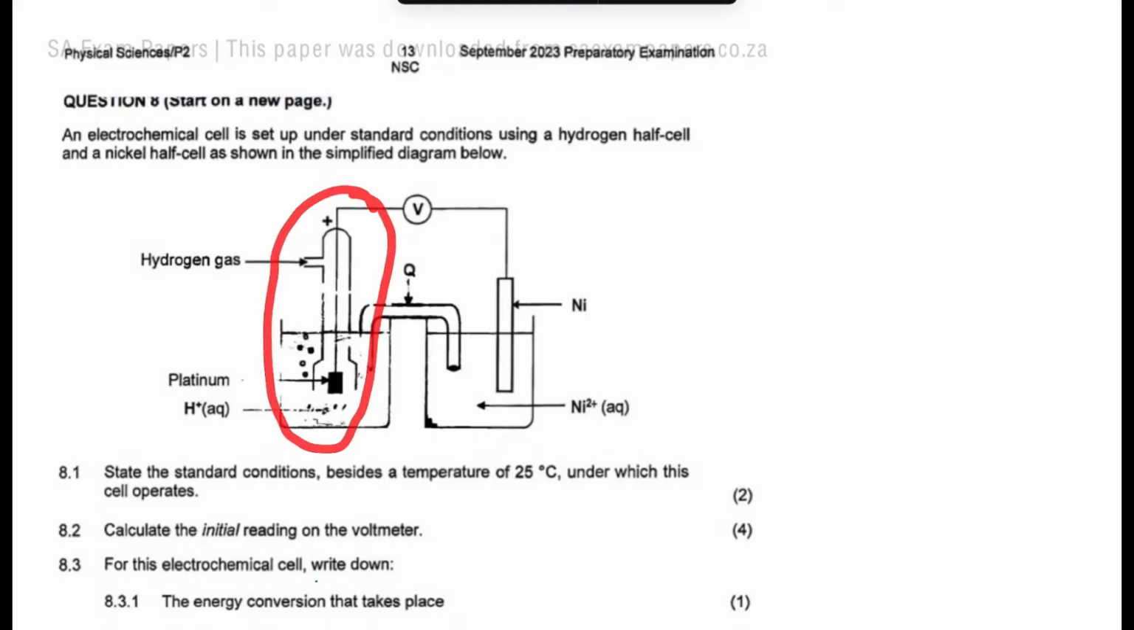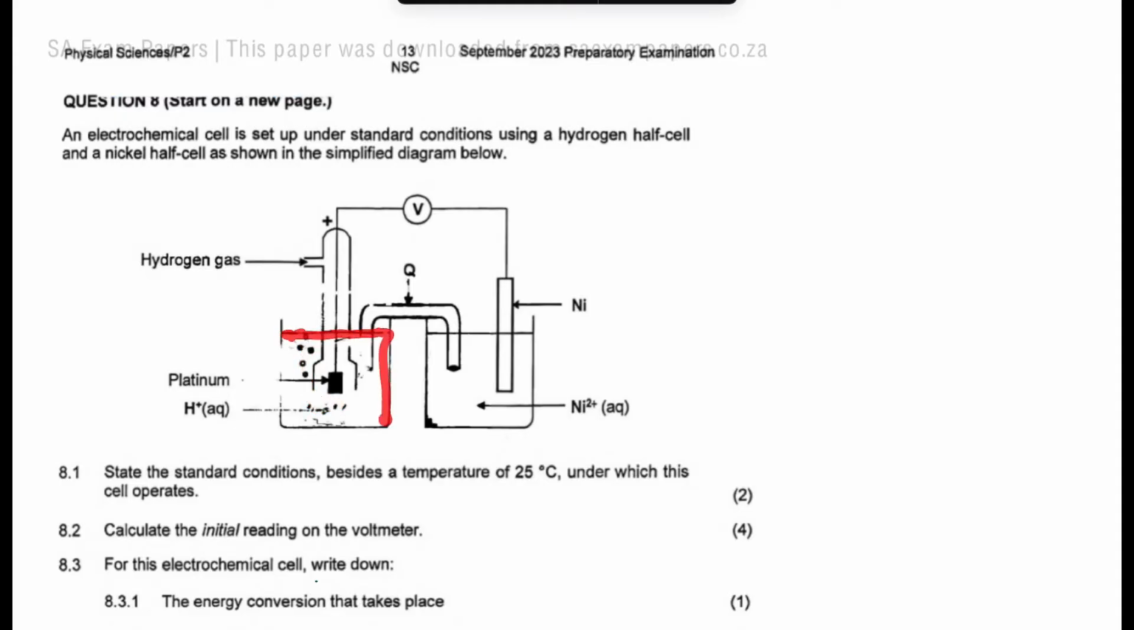Do you see this side? We have an unusual electrode here. This is the hydrogen electrode, the hydrogen half cell. In the hydrogen half cell, we have platinum as an electrode, which is only here to conduct electricity, and it's inert, which means it's unreactive. It doesn't react with anything, which means it doesn't undergo reduction.